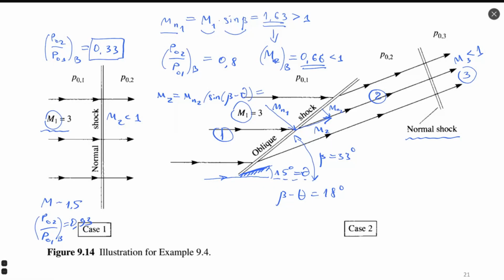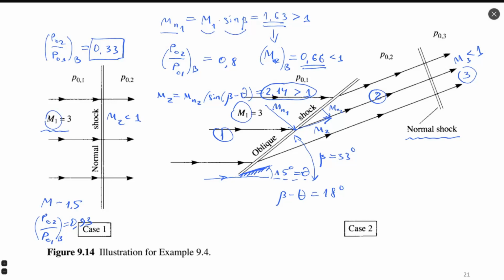Take reverse value and multiply by 0.066. It's 2.14. The Mach number must also be supersonic, because we know that after an oblique shock wave, flow remains supersonic. This is the third checkpoint for you.